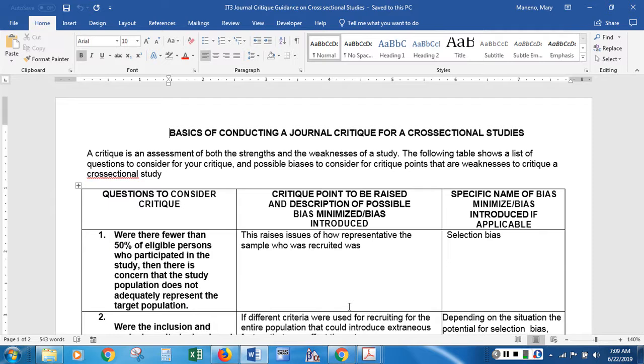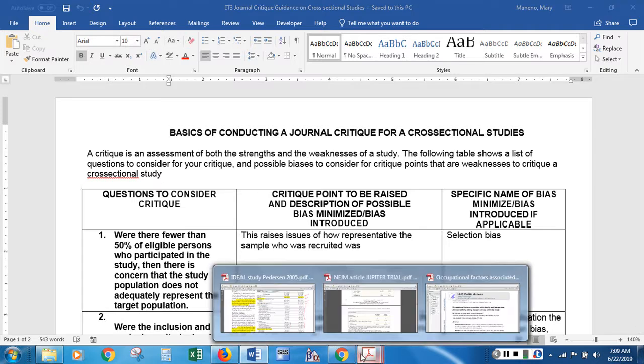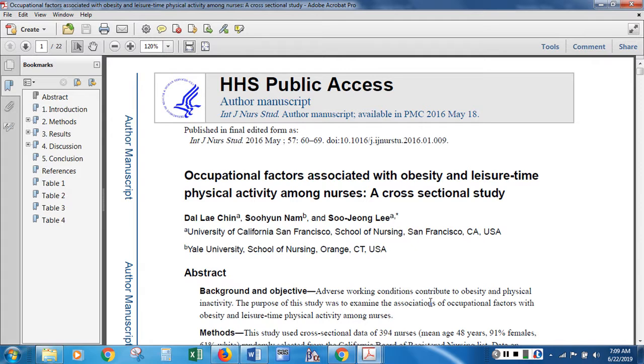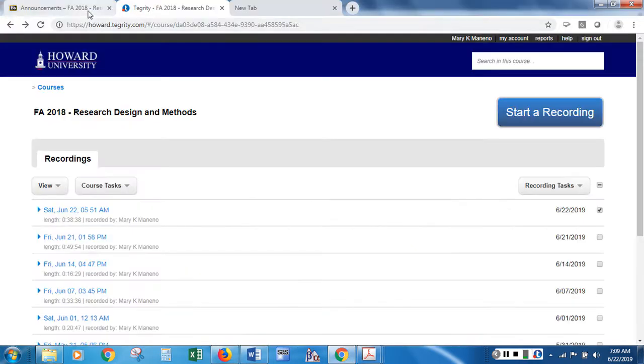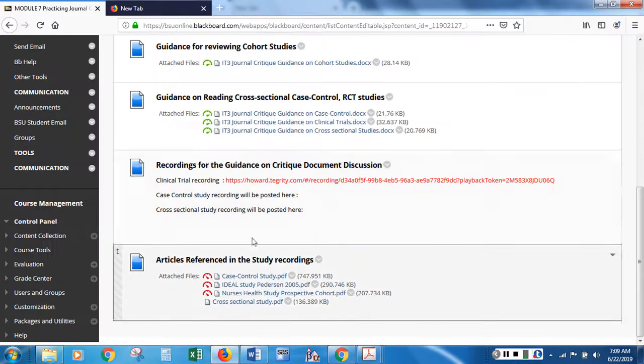This is the documentation that you have in your folder that I will be going through line by line to give you guidance. I will also be referencing specific articles to give you examples of things that I will be referring to. The journal article I will be referring to is this article here, Occupational Factors Associated with Obesity and Leisure Time, Physical Activity Among Nurses. This article is also posted on your folder here under cross-sectional study, and these are all the articles that will be made reference to throughout the process of the different recordings, but this one applies to this recording for the cross-sectional study.